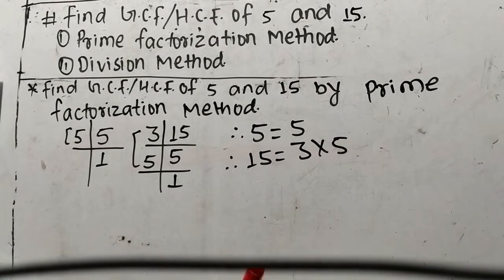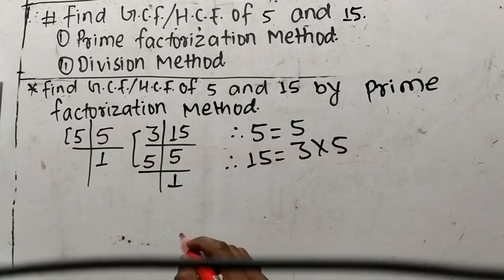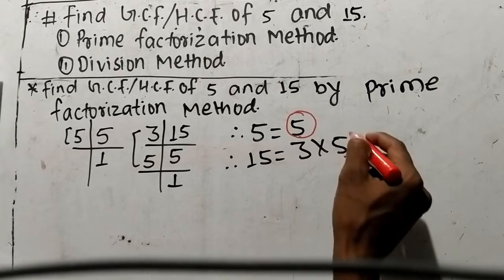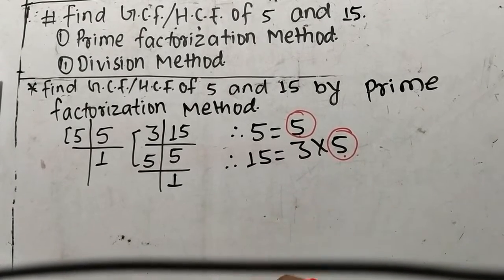So now we determine common and non-common factors in these prime factors. So here is 5 and here is also 5. So 5 is our common factor. Like as here is 3, which is a non-common factor.